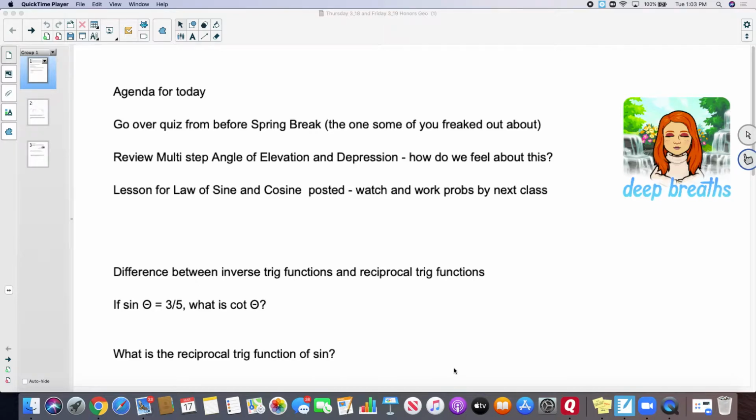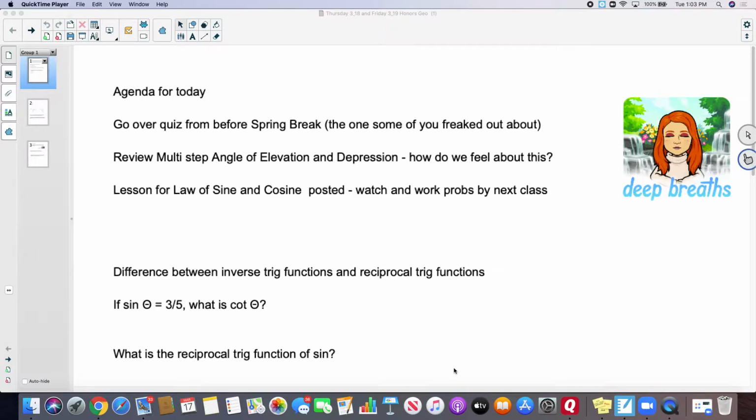So what I want to do today is go over some of the problems from the quiz that you took before spring break. Remember the one you were a little bit anxious about? That's why my Bitmoji is out there to the side, because all of these things are a little bit new, and I know some of you are anxious, but we're going to work through this together.